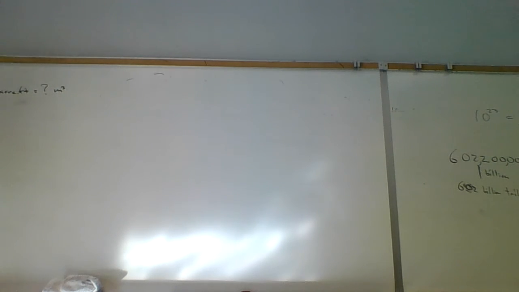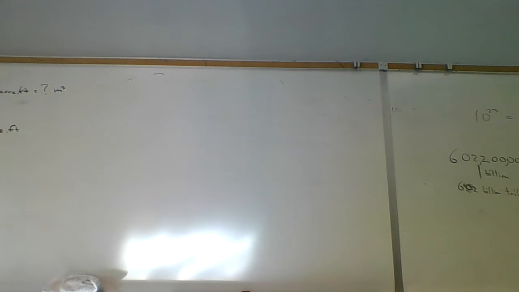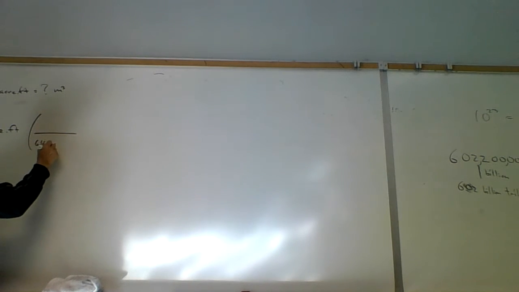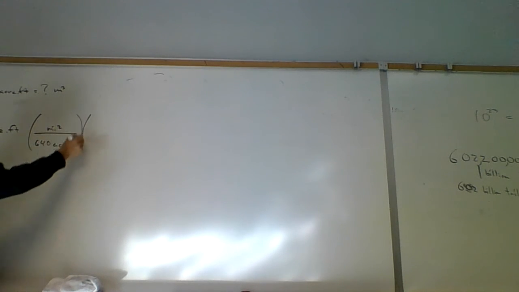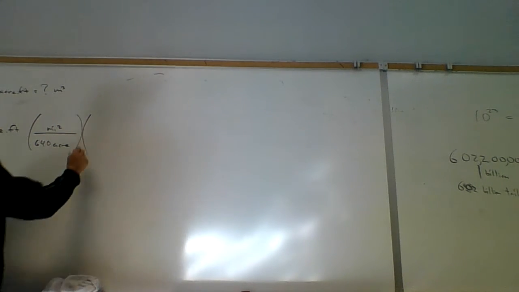So again, this is like the path through the jungle. I have no idea where I'm going, I'm just going to try different paths until I get there. So 3.54 times 10 to the 6 acre feet. Now I have a choice. I can get rid of acres, I can get rid of feet, or I can try to get rid of both. Well, we've got to get rid of acres, no doubt about that. So 640 acres per square mile. And then I've got to get rid of miles, right?